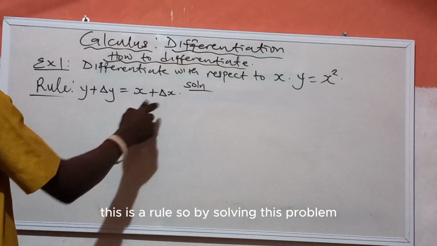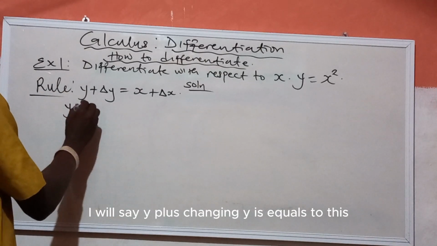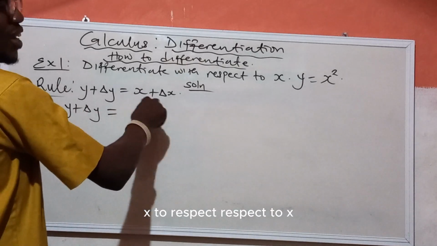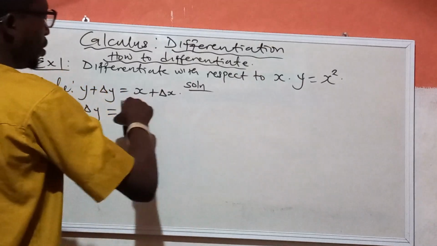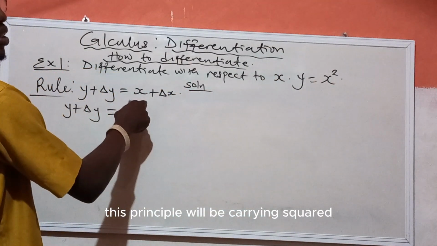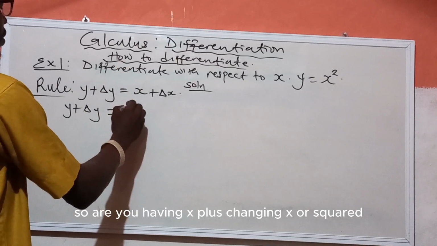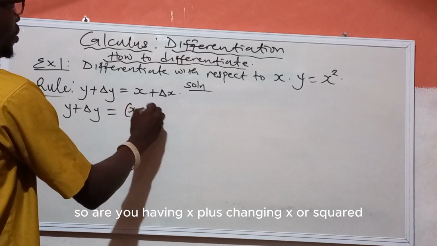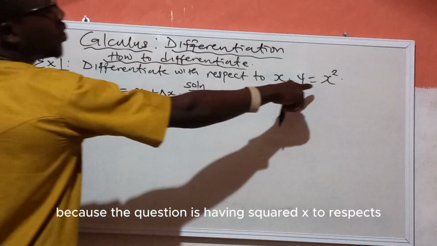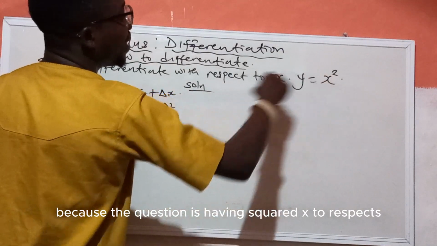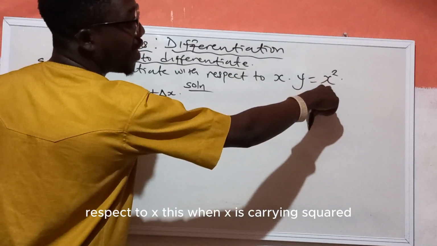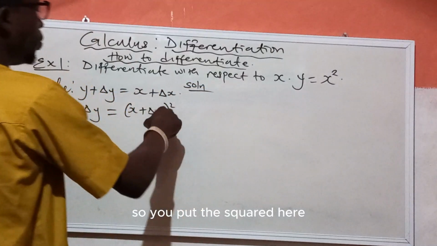So by solving this problem, I will say y plus change in y is equals to x with respect to x. So x is carrying squared here. This principle will be carrying squared. So I'll be having x plus change in x all squared. Why am I putting squared here? Because the question is having squared. The x with respect to x is carrying squared. So you put the squared here.